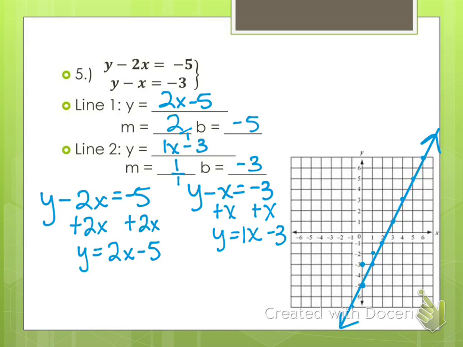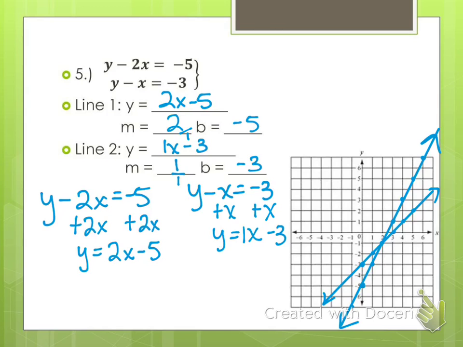Up 1, right 1. We can keep doing that. If you want to go down and to the left, you can do that also. However, our line's already crossed, so we don't necessarily have to do that. These lines cross at a much smaller angle than our other lines do, but they do still cross each other.